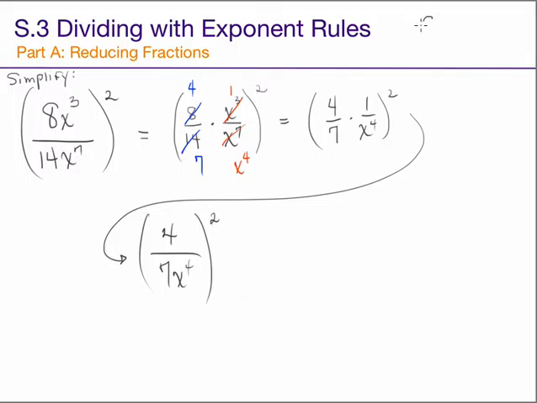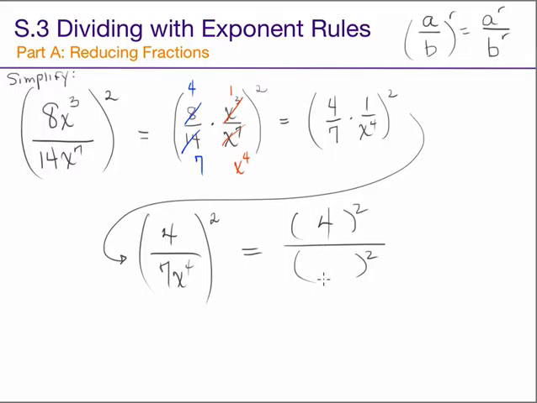I showed you a property of exponents earlier that looks something like this. If you have a fraction raised to a power, you can take the numerator to the power over the denominator to the power. And that's the property we need to use here. I'm going to rewrite this as the numerator squared over the denominator squared. The numerator is just 4. The denominator is 7x to the fourth. 4 squared is just 16.